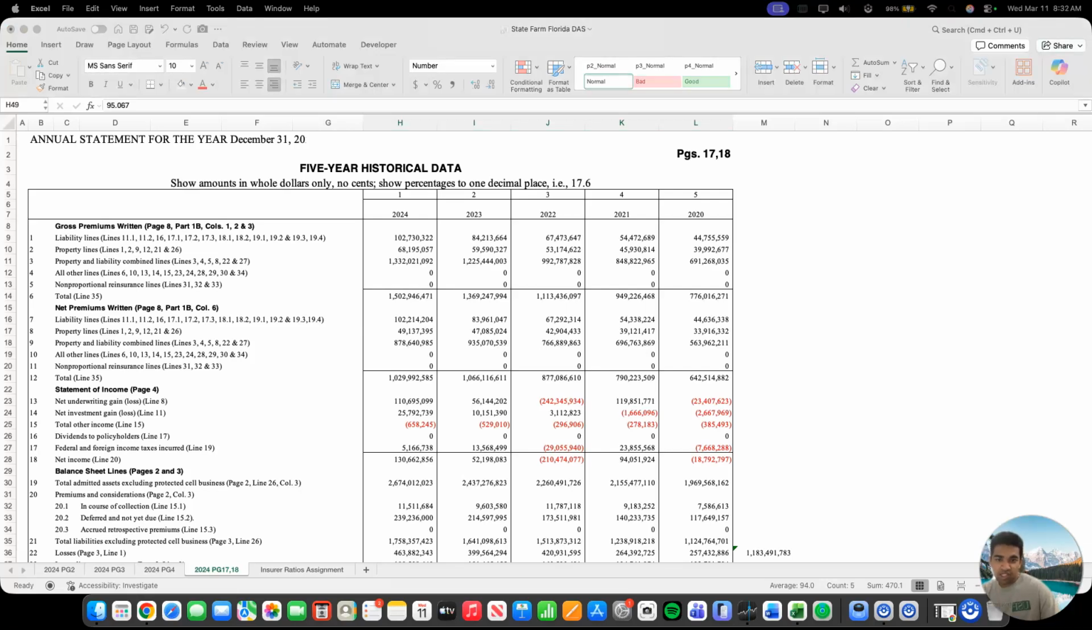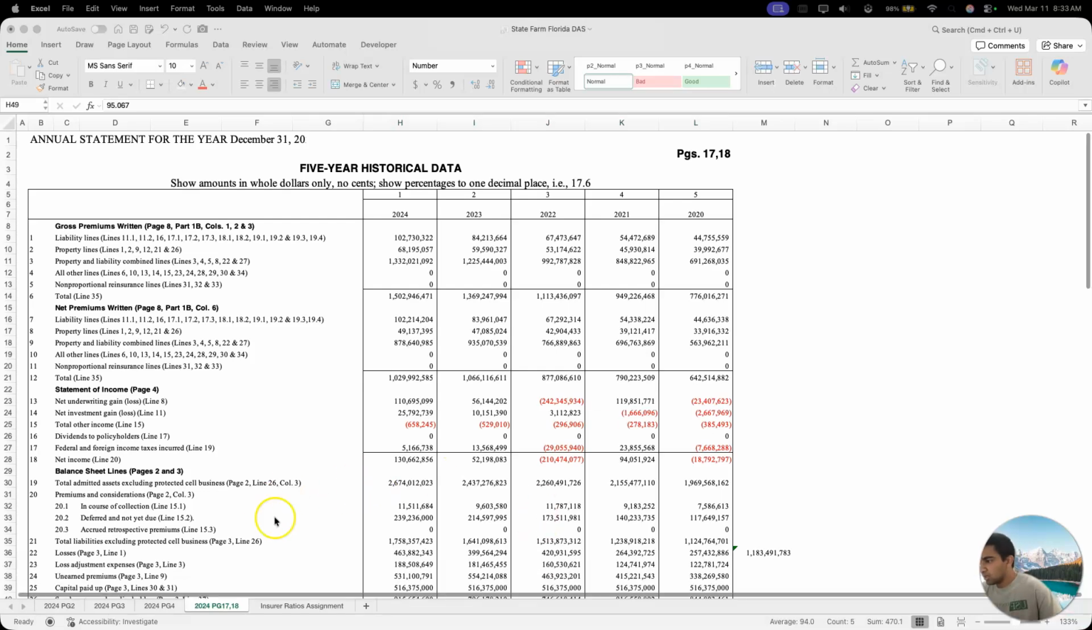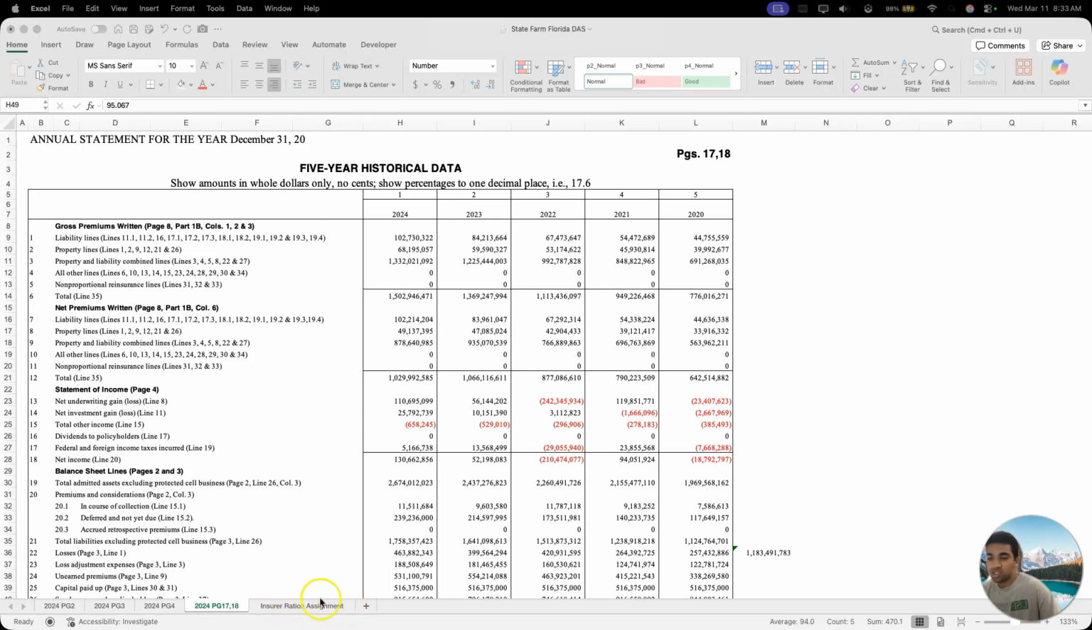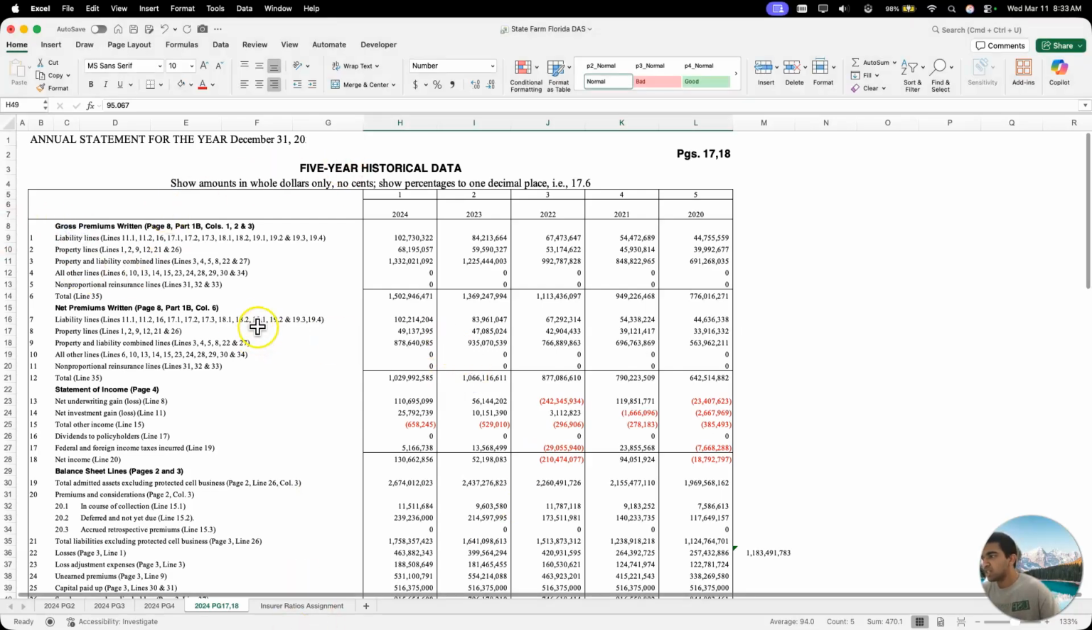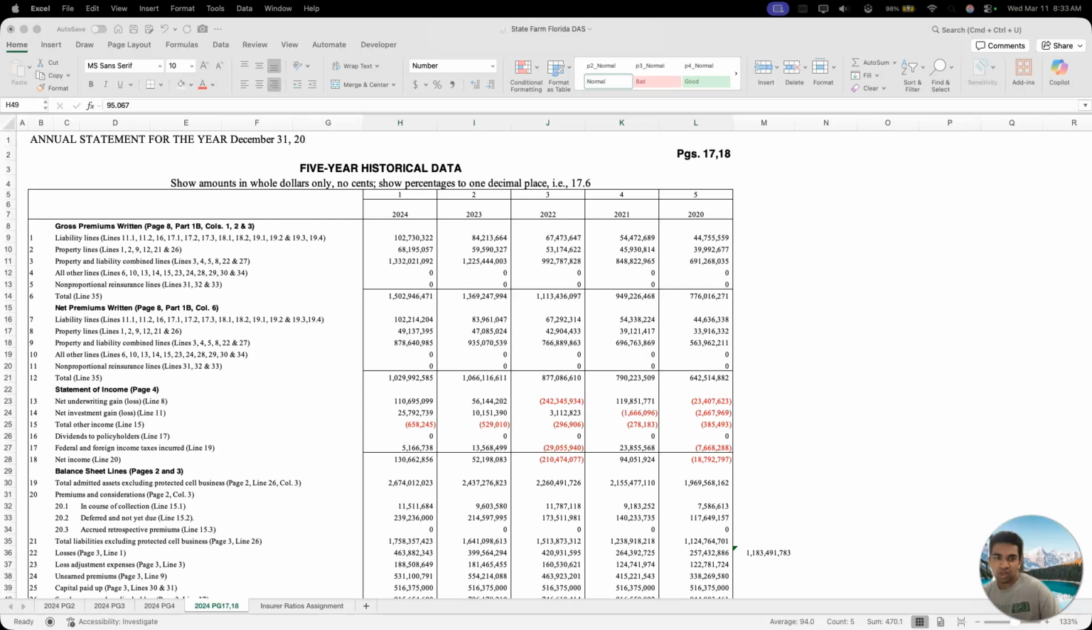We have to look at the premium to surplus ratio, which is the net written premiums divided by policyholder surplus. I would do this in Excel and create a separate tab for your answers for the assignment. When we look at the 5-year historical, remember Dr. Dunn is looking for this: if the data exists in the 5-year historical, then get all 5 years. If it doesn't, then just get the current year and the prior year. And I'll show you what that means.